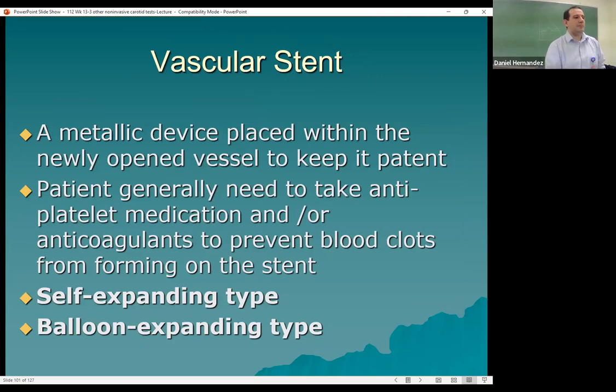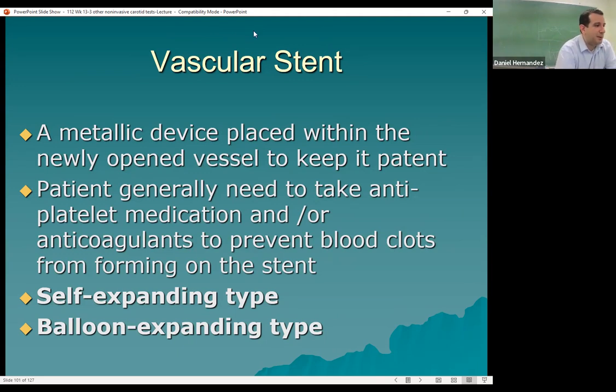We can use our angiography to place vascular stents. So there are a couple of different stents. We have self-expanding stents and then stents that need a balloon to expand. So basically a stent is a metallic device that's placed within a newly opened vessel to keep it patent.